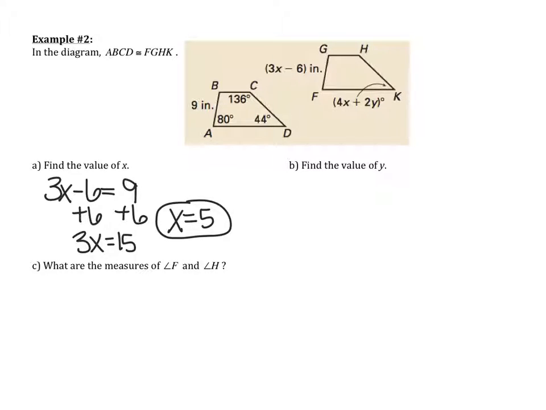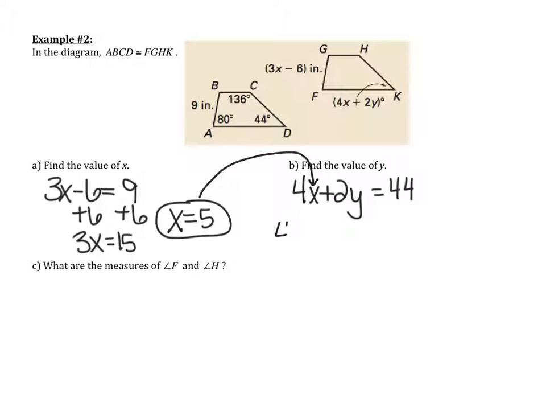Part B says find the value of y. Again, I see a y in this statement right here. I know that angle K is equal to 4x plus 2y. I also know that angle K corresponds to D from my congruent statement here. See, D is at the end and K is at the end. So therefore, I know that 4x plus 2y equals 44. And I'm okay this time since I know that x is equal to 5. I can take this x equals 5 and substitute it into here and then solve for y.